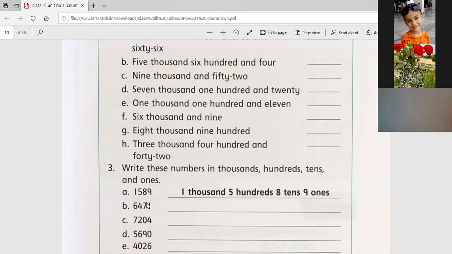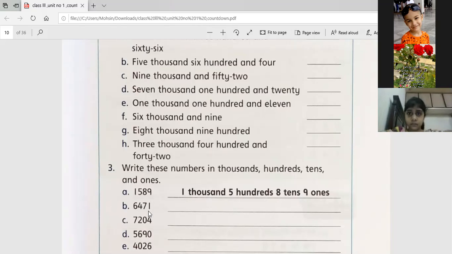In A part, you can see clearly how many thousands are there in this value: 1000. So they write 1,000. And how many hundreds in this value? You can see we have 500. So they write 500. And similarly, we look at how many tens we have, 8, and how many ones we have, 9. You can see clearly they write it like this.